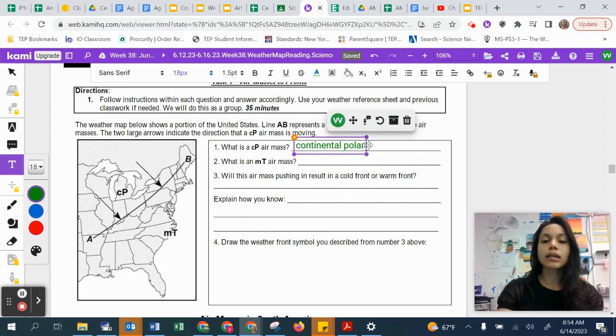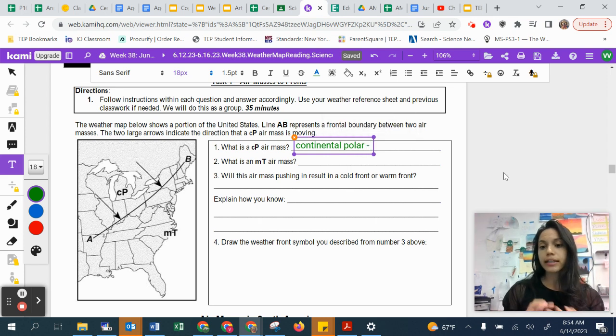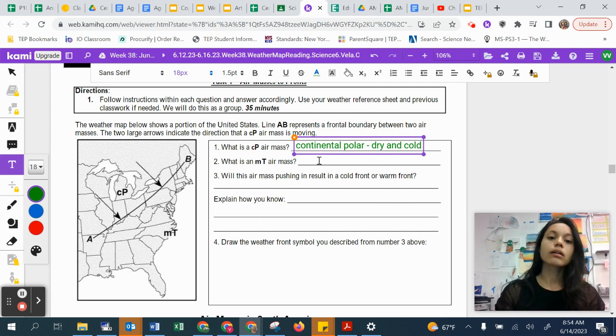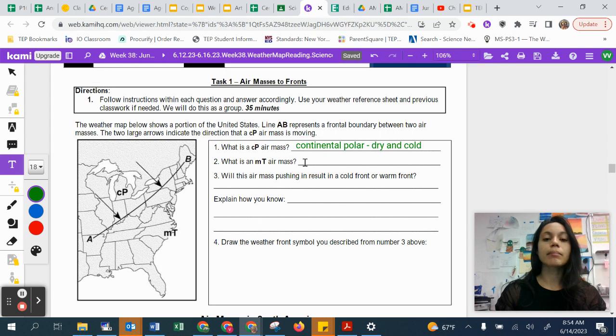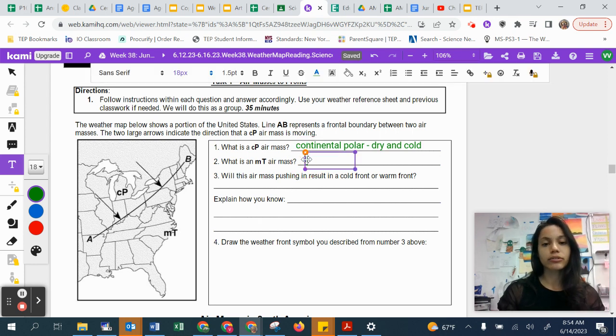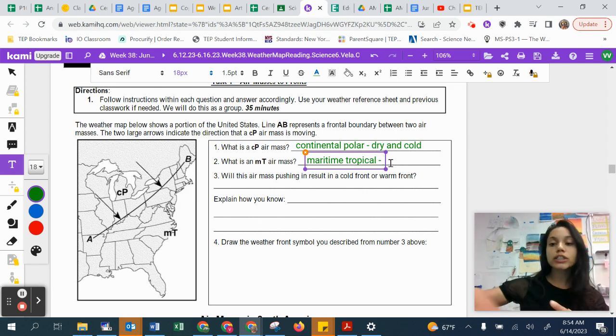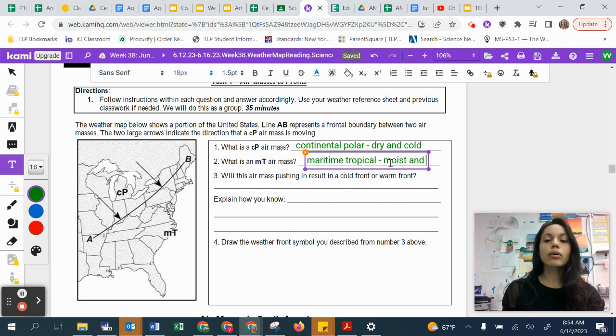The next thing I want you to tell me is what the temperature and weather pattern you would experience in that area is. Continental is going to be dry, and polar is going to be cold. So dry and cold. Awesome. The next one is number 2. What is a maritime or an MT air mass? M stands for maritime, and T stands for tropical. Use your weather reference sheet. Maritime forms over the ocean, so it is moist. And tropical is going to be warm because it's closer to the equatorial area, that latitude.